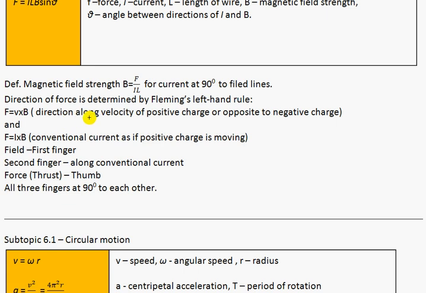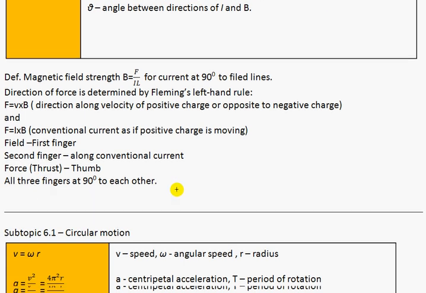Direction of force is determined by Fleming's left-hand rule, and when we find the direction of force, if it is a charge moving, then second finger is for positive charge the same way, for negative charge opposite way. For current, conventional current, we put first finger along the magnetic field, second finger along conventional current, and the thumb will be along the force or thrust. All three fingers at 90 degrees to each other.